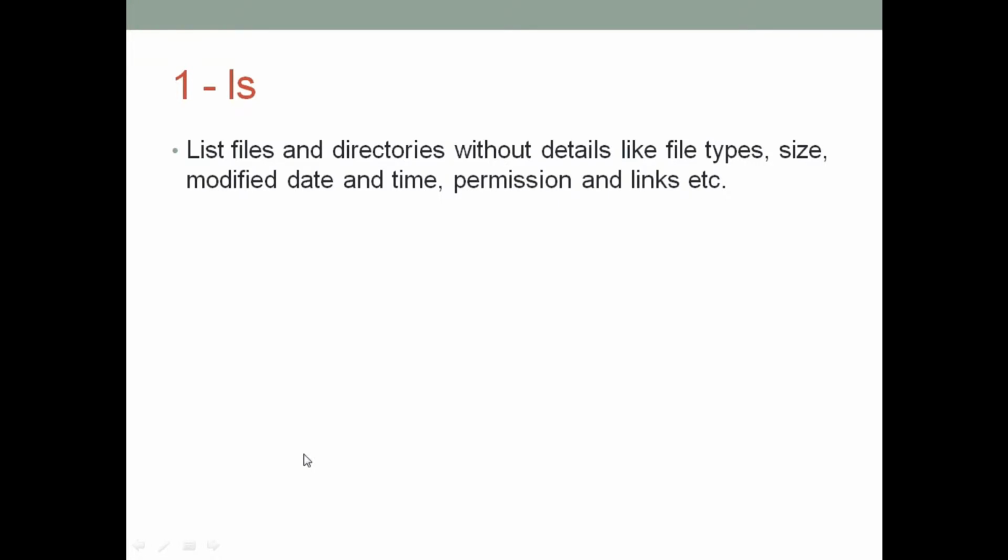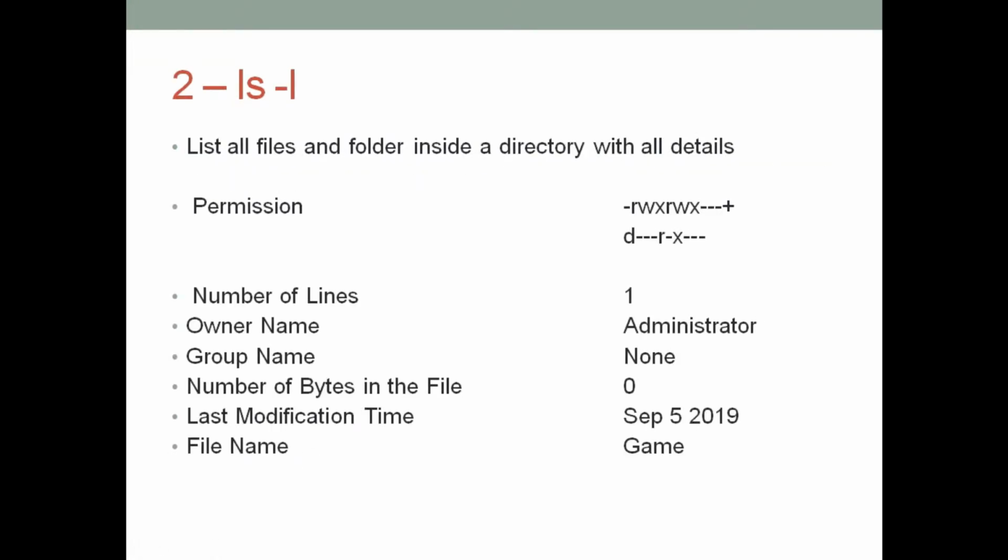Our next command is ls -l. ls -l shows all the details of the files and folders in a directory. It has different details, such as permission. It tells us about the permission, the number of links, the owner name, and the group name. We will discuss it in more detail.